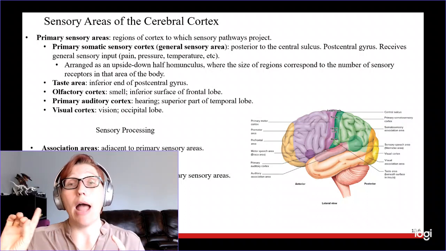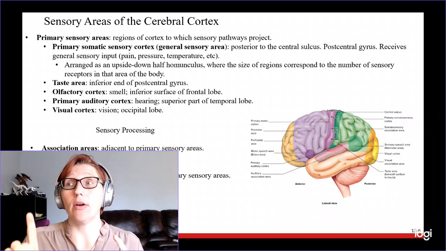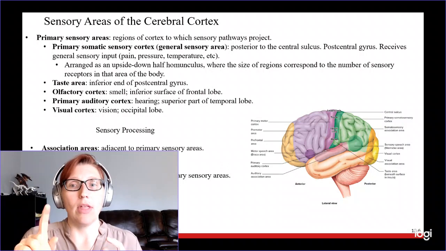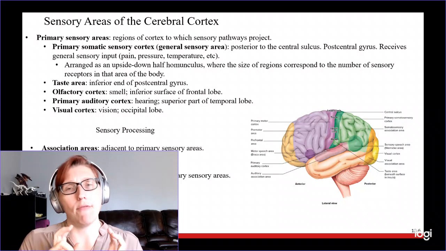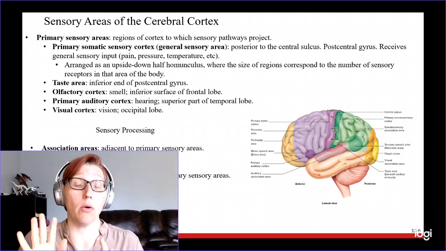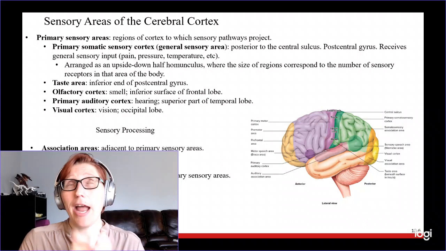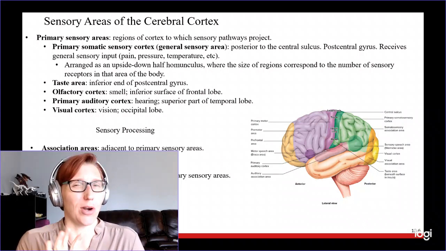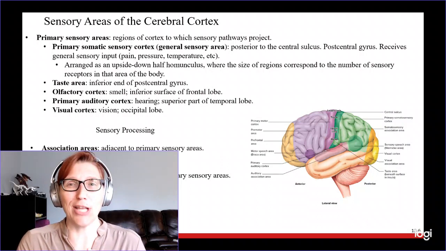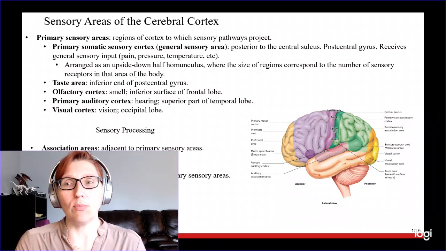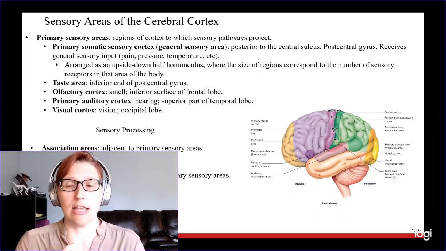responsible for. I would also like to point out there is a description here that there's a region that is arranged as an upside down half homunculus. We're not going into that. If you're curious, as a matter of fact, I highly recommend you go Google what a homunculus is. It is entertaining, but I find it to be more confusing than anything else.